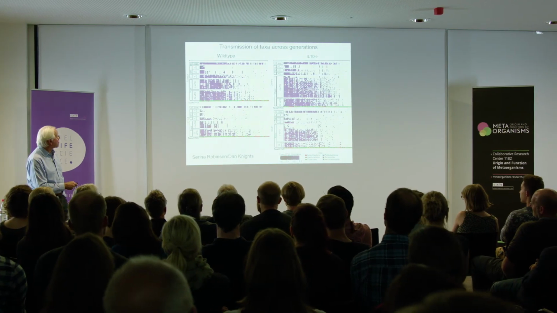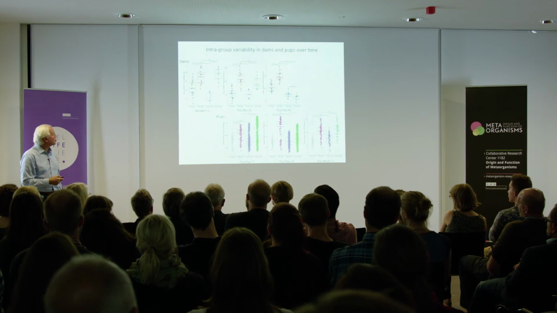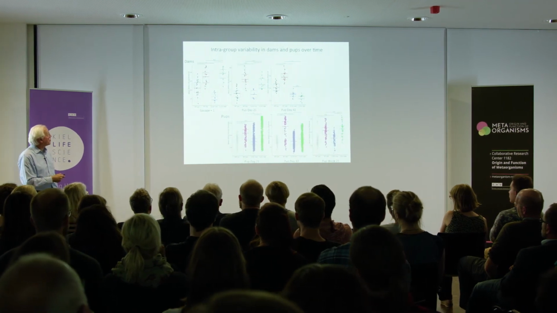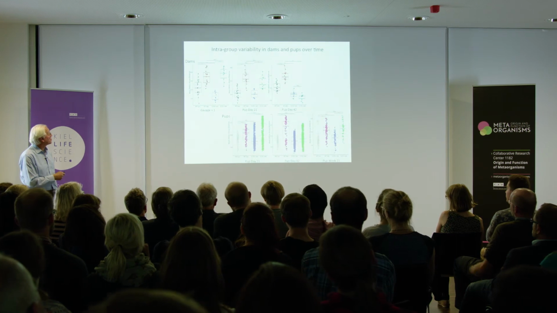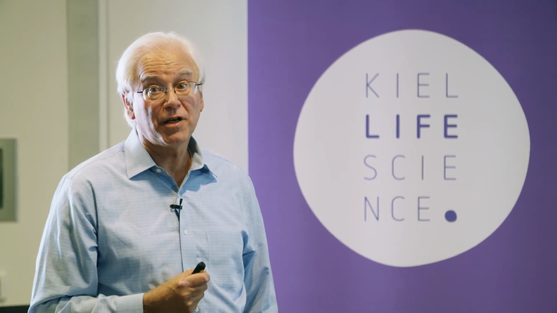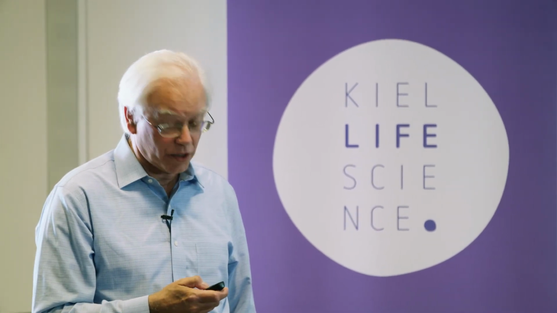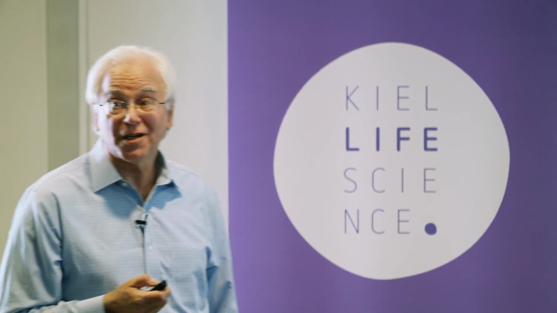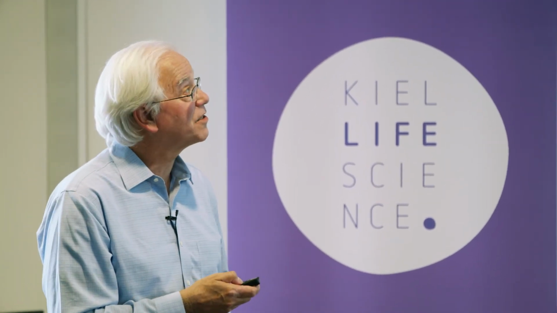We've looked at the characteristics of this in several different ways. I'll show you one way. Here we're looking at the intra-group variability in dams and pups over time. These are the dams, these are the pups. We're looking across time, these are the same times here. And we're comparing the control and the STAT in wild-type mice and in IL-10 mice. In 11 out of 12 comparisons, we're seeing much more variation in the mice that received the antibiotic-perturbed inoculum compared to the control inoculum. And that's similar to what we discussed early today in studies of Hydra.